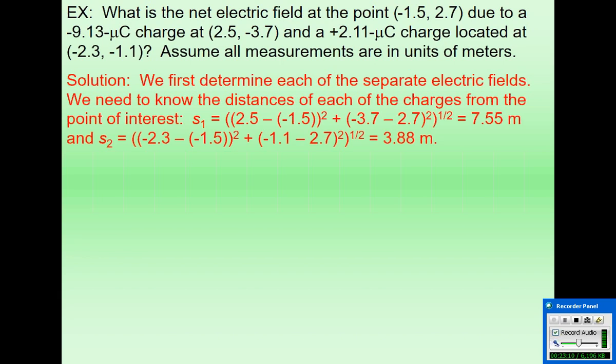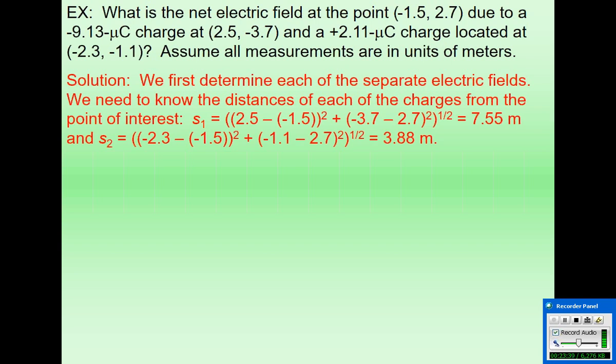Okay, superposition applies, so we treat each charge separately. We are at this location, negative 1.5, 2.7. There's no charge there, but we are close to two charges, and so we are going to sense their effect in the form of an electric field. We'll first determine the electric field of charge 1, then the electric field of charge 2, and then we will appropriately add them together.